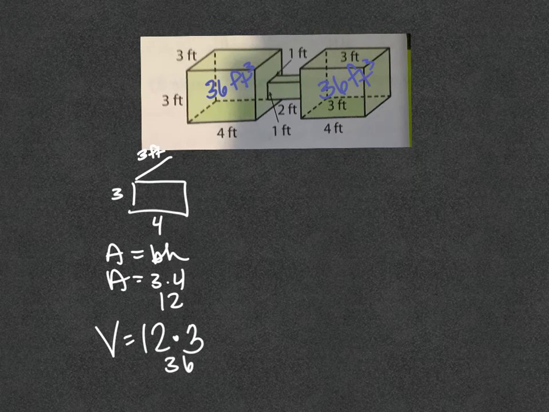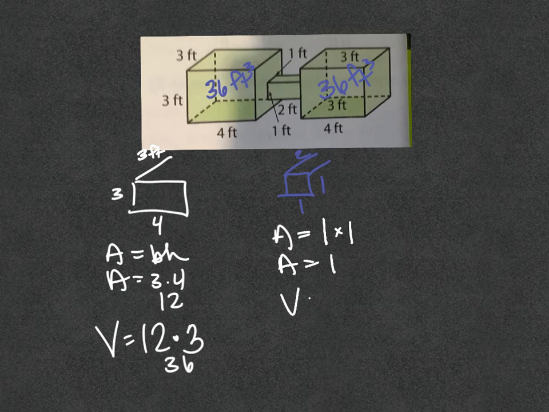Now I have this little guy. He's got 1 foot length here, 1 foot there, so it looks like he's a square prism. So I have 1 and 1. And then the length of it is this part right here, which is 2. So the area of the base, this face of it, is 1 times 1, which is 1. And then volume is that number times the depth of it. So the volume of this little guy is 2.